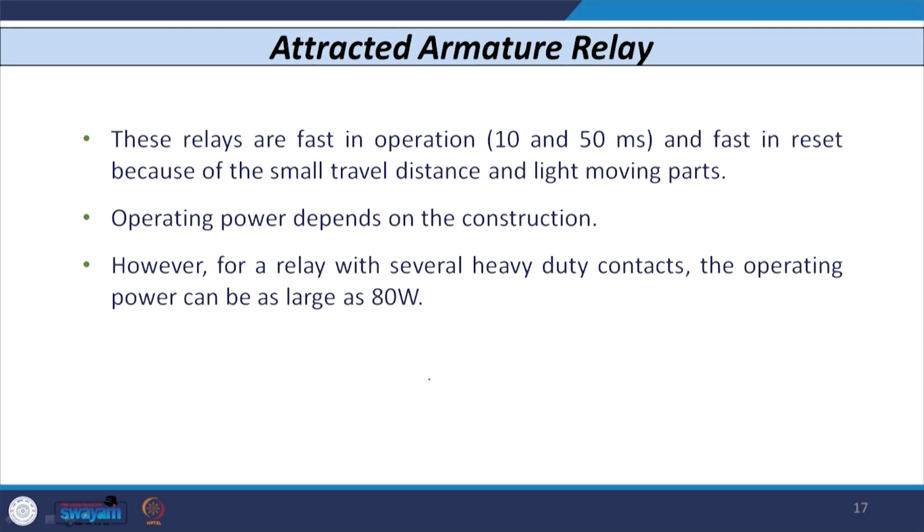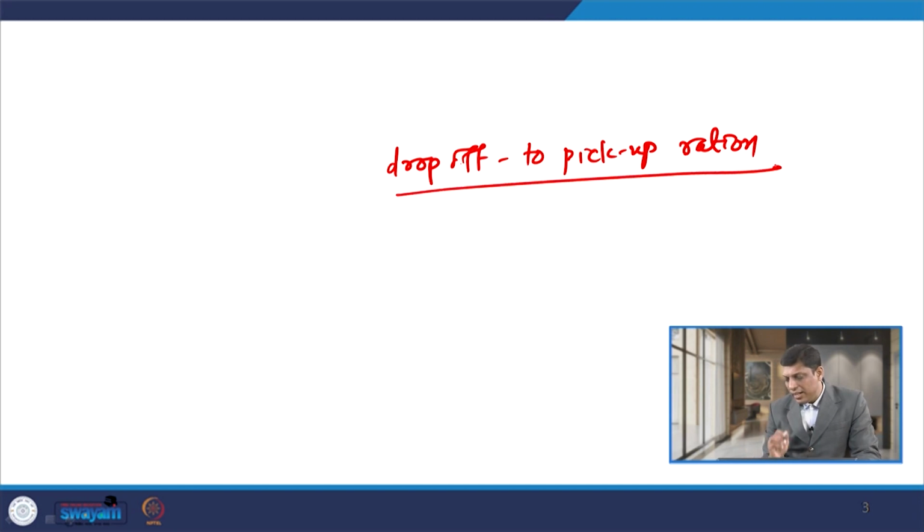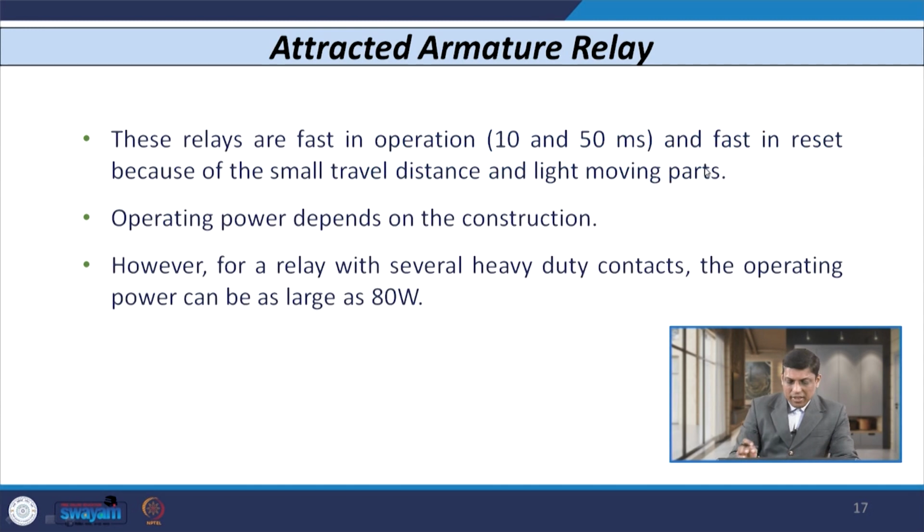This type of relay, the attracted armature type, is very fast in operation, and the main advantage of this relay is that its resetting time is very short. Each manufacturer of attracted armature relays usually defines one term known as the drop off to pickup ratio. The drop off to pickup ratio for an attracted armature relay is very high, almost 90% or 0.9. This clearly indicates that the resetting of this relay is very fast.